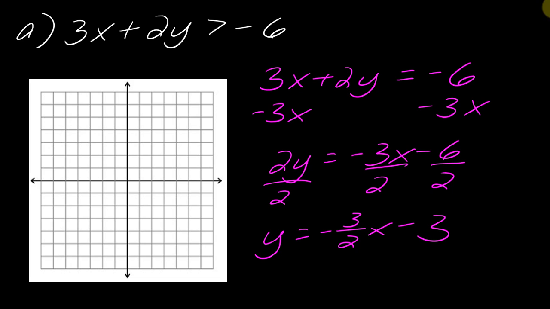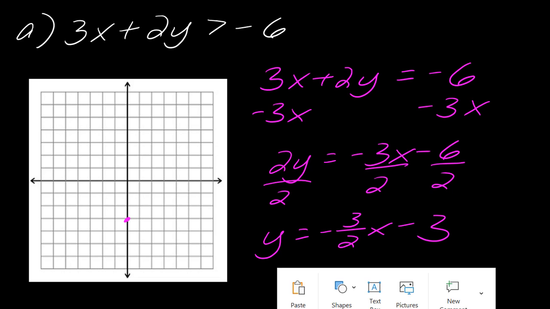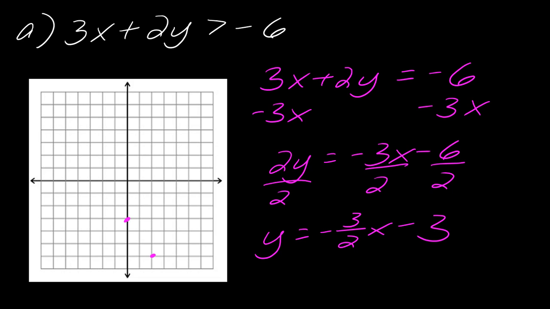Okay, so here's the line that I want to sketch out. And this is in slope-intercept form. So I'm going to go ahead and start with the y-intercept of -3. So I'll go ahead and mark that, 1, 2, 3. And then I've got this slope of -3 over 2. So down 3, down 1, 2, 3, and over 1, 2.